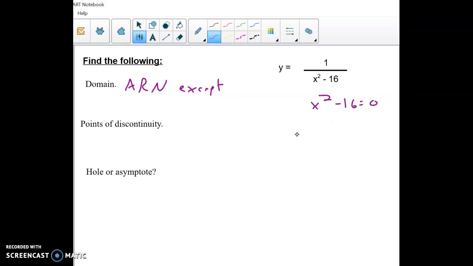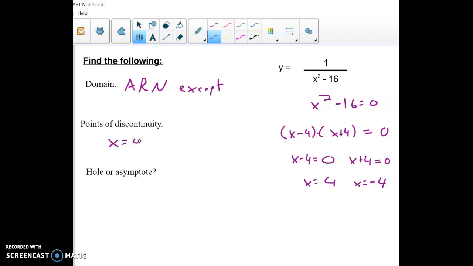Okay, let's factor it into x minus 4 and x plus 4. That's the square minus square case again. Now if you set each factor to 0, we're going to get two discontinuities, two breaks in our graph. So this one would be +4 and this one would be -4. Those are called our points of discontinuity, x equals 4 and x equals -4.